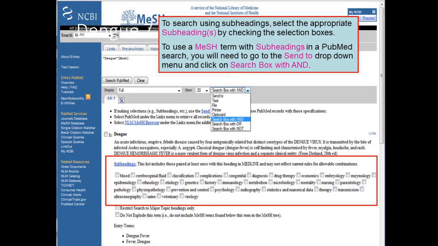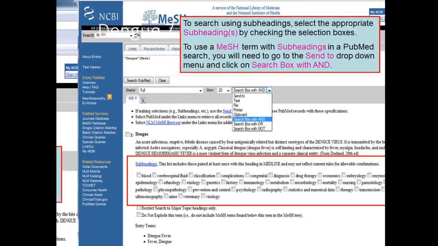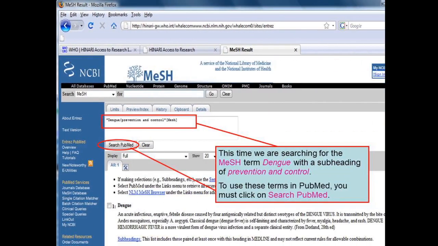to search using subheading, select the appropriate subheading in the boxes. To use MeSH term with subheadings in PubMed, you need to go to the send to drop down menu and click on search box with AND. Okay, fine. And you can combine more than one search, right? Fine. And see, Dengue prevention and control. You are combining Dengue prevention and control as a MeSH term.